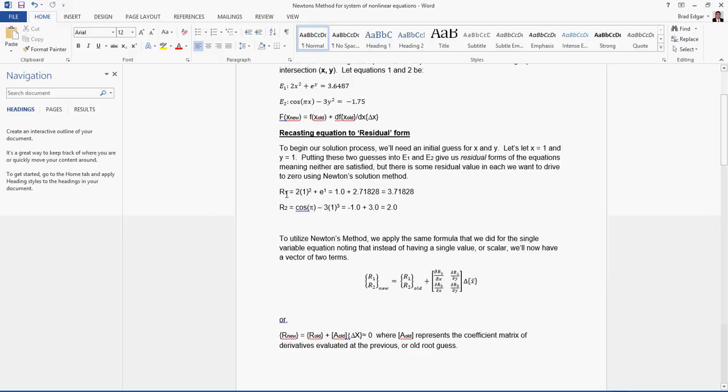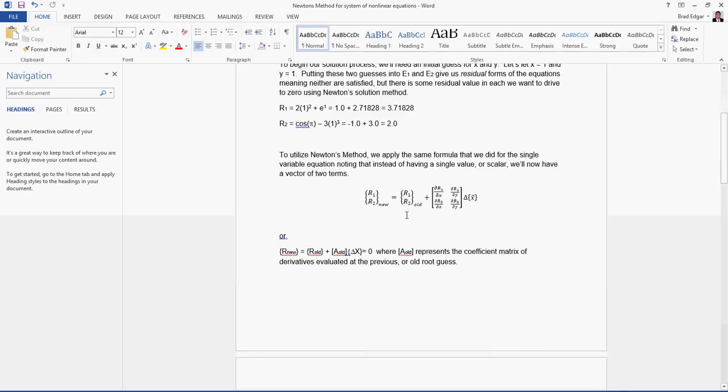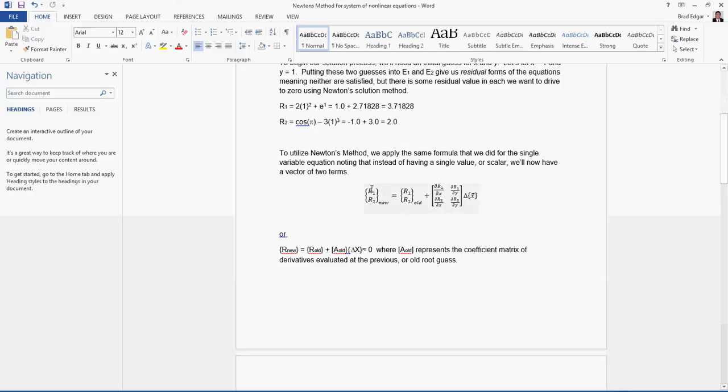So plugging in for E1, I get R1 is equal to 3.71828. I get for R2, evaluated at 1, 1, 2. So using Newton's equation now, instead of just having a single function, I've got a vector of two equations evaluated at the new root guess. And again, we'll say that's approximately equal to 0. That's equal to R1 and R2 evaluated at the old root guess. Just these values here are 3.71828 and 2.0.